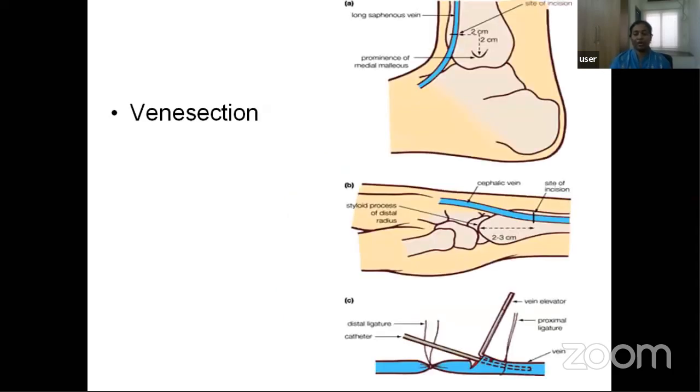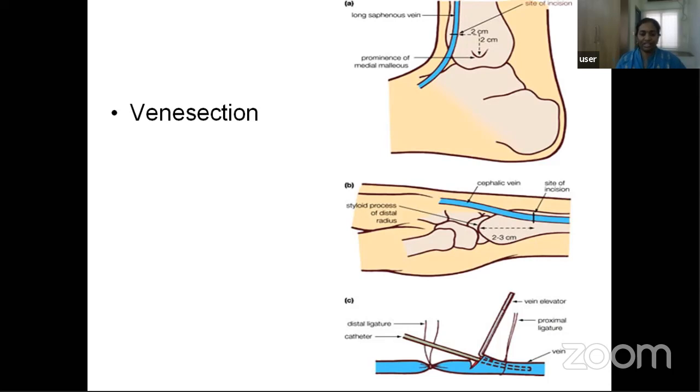The other important applied aspect of this vein, that is the great saphenous vein, is a venous section. Now, when we told the course of the great saphenous vein, if you remember, we told the great saphenous vein is 2.5 centimeters in front of the medial malleolus. I told this has a clinical importance present. So, what is the clinical importance? It is the venous section procedure.